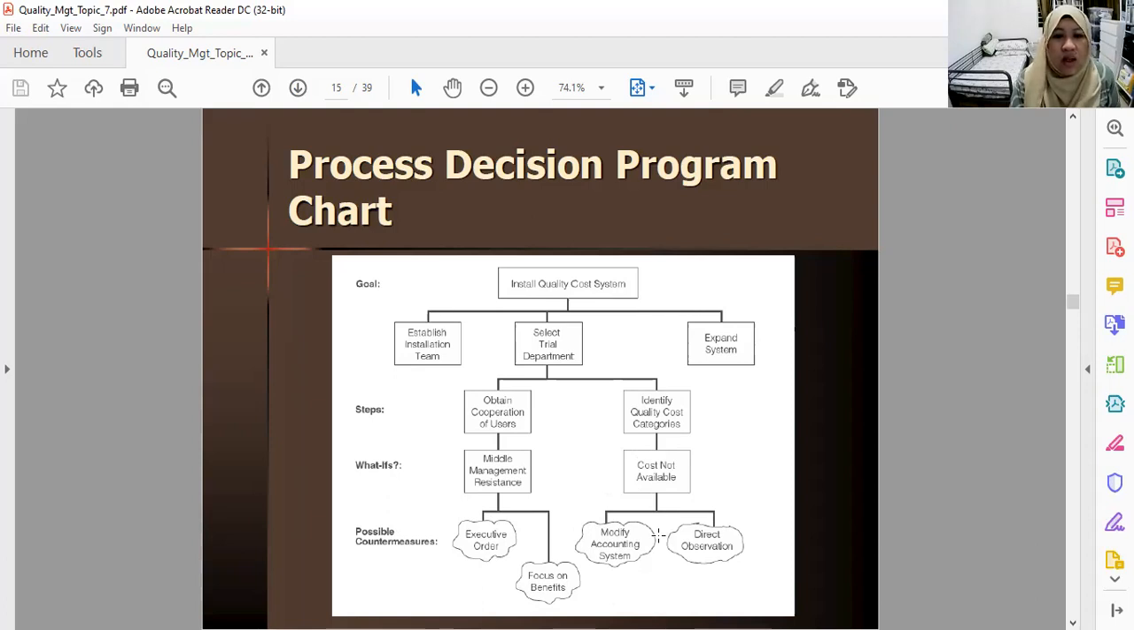So this is the possibility that the process decision program will be done when they have counted on the failure cost.